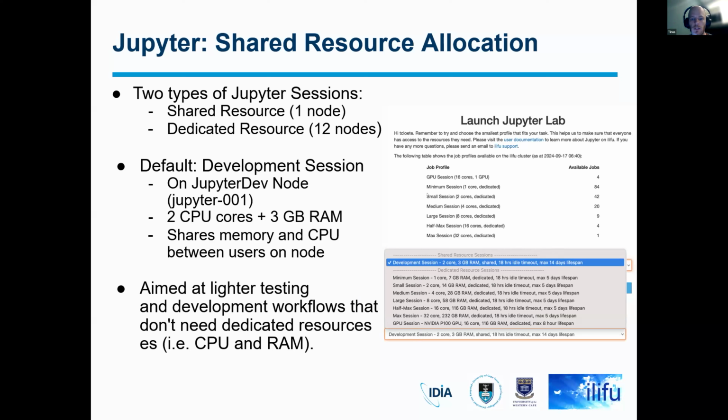And there you can actually pick the size of your specific Jupyter session. So in this case, you can pick 7 GB of RAM, 14 GB of RAM, all the way up to a full node of 232 GB.